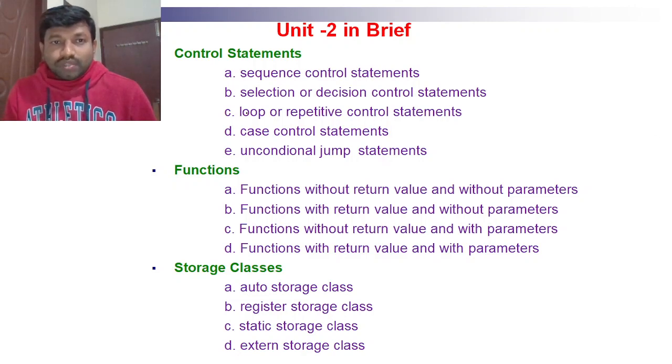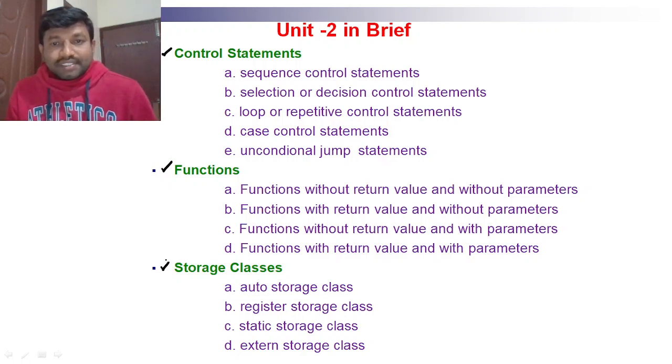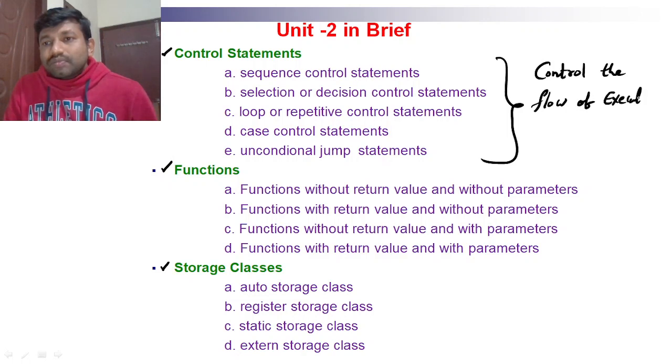Unit 2 is categorized into three essential elements: one is control statements, the other is functions, and the third is storage classes. I said control statements are control instructions. These are used to control the flow of execution inside the program.